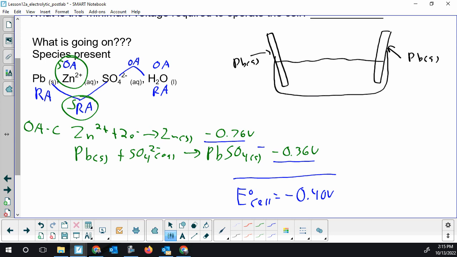And an aqueous solution. We've got zinc 2 plus aqueous. We've got SO4 aqueous. I just didn't write the aqueous in my diagram. Labeled it right in the solution. We're going to have our external cell, our wire. We've got our power supply.